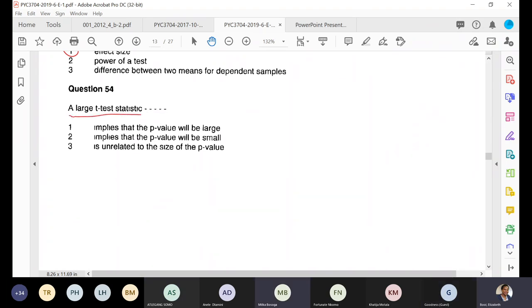So, a large test statistic implies that the p-value will be large, or the p-value will be small. What do you mean by that? The larger the sample, the smaller the errors. So the p-value. You're saying the larger the sample, the larger the t. So the t-test. Your module is very tricky. I think number three.